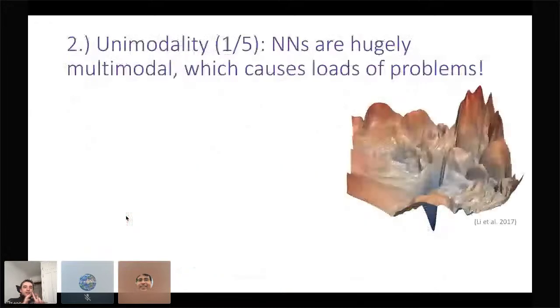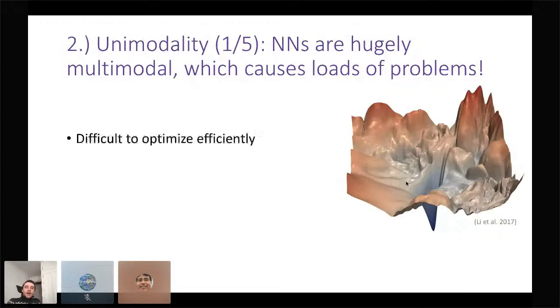Okay, so that was interpretability, a bit more concrete and technically. Let's talk about the unimodality, or the number of modes. We know that neural network loss landscapes are hugely multimodal. This is a picture of a loss landscape from past work, and you can see that this is going to cause lots of problems.